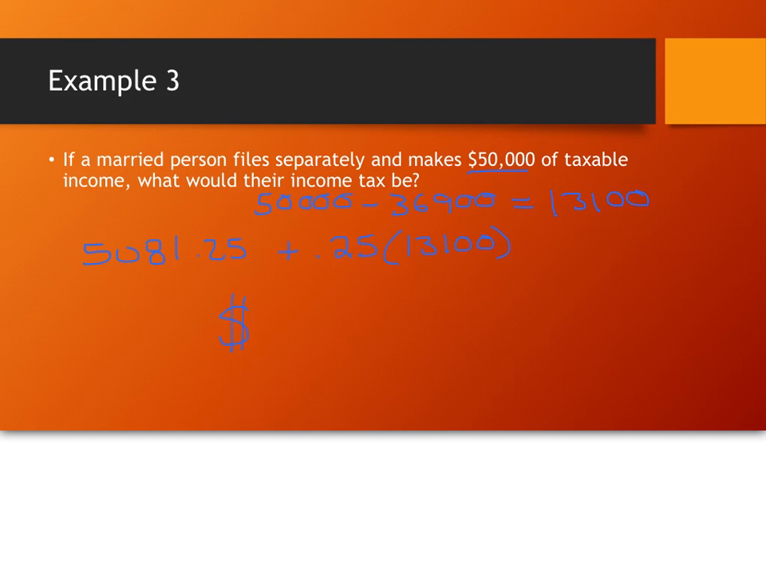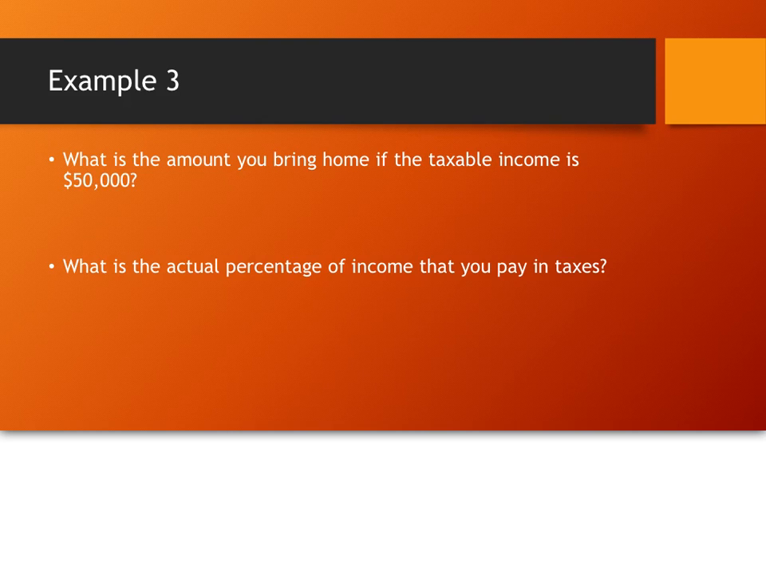And notice we get $8,356.25. Okay? So you might think, well, filing separately is really no different than filing singly. So if you're filing as a single person. So if you're married and filing separately, it really doesn't make any difference. And you'd be right at $50,000. All right? So at $50,000, like I said, we're right, and there's not a huge difference.